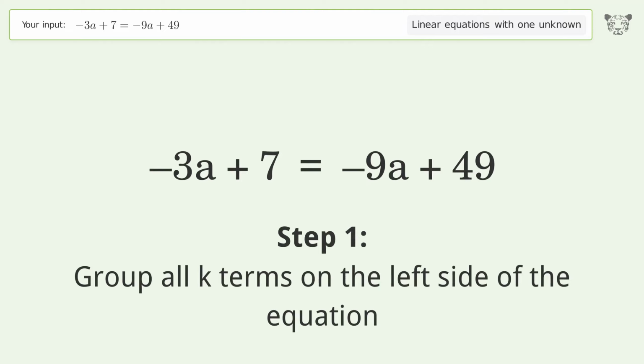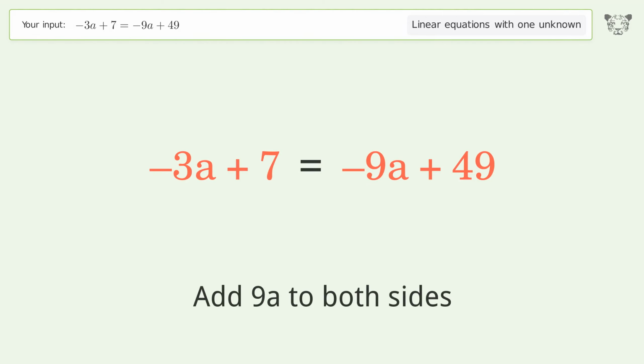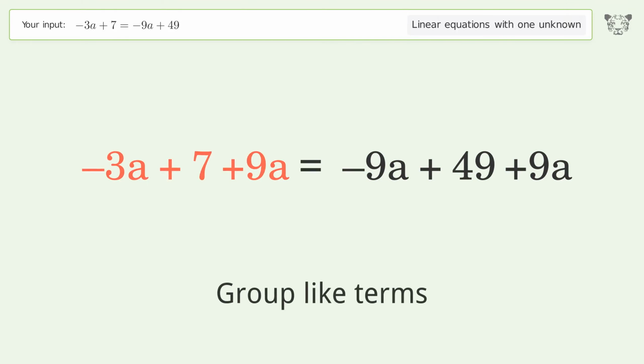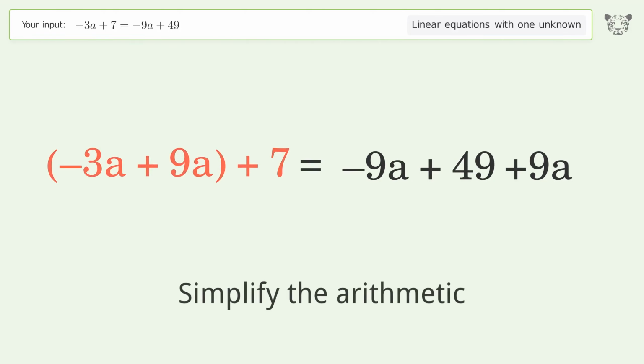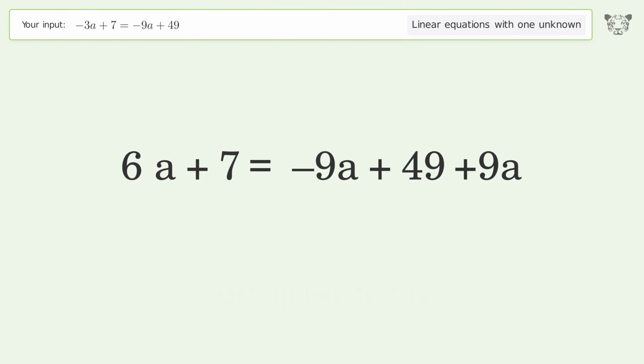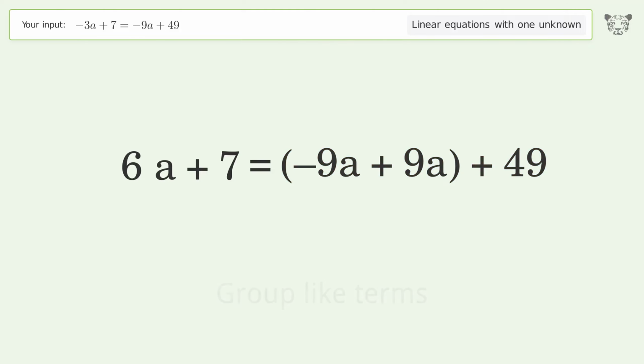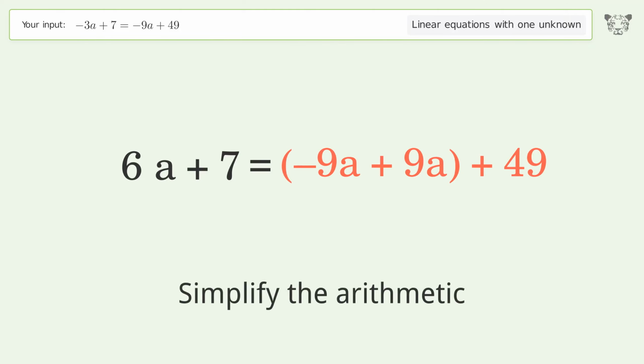Group all a terms on the left side of the equation. Add 9a to both sides. Group like terms. Simplify the arithmetic. Group like terms. Simplify the arithmetic.